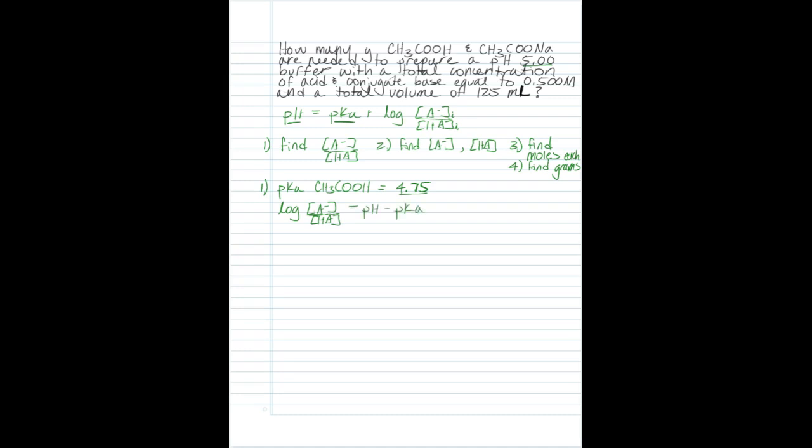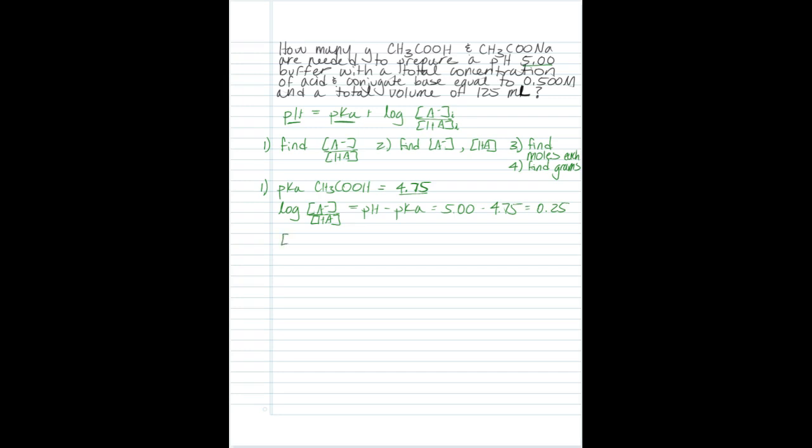Well, that's easy enough to do. That's 5.00 minus 4.75. That equals 0.25. Okay, so we're on our way there. So now how do we simplify this? So the log of this ratio equals 0.25.